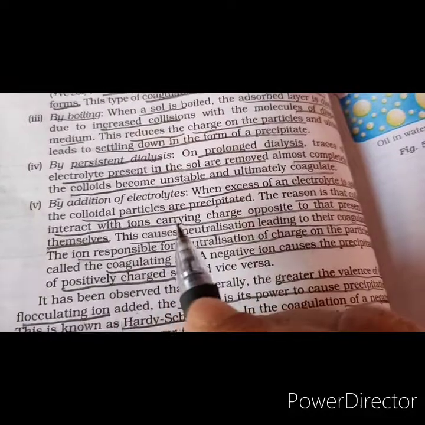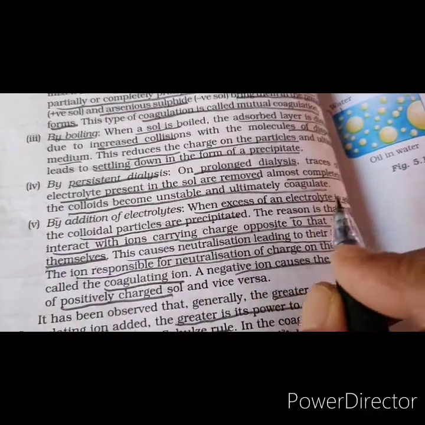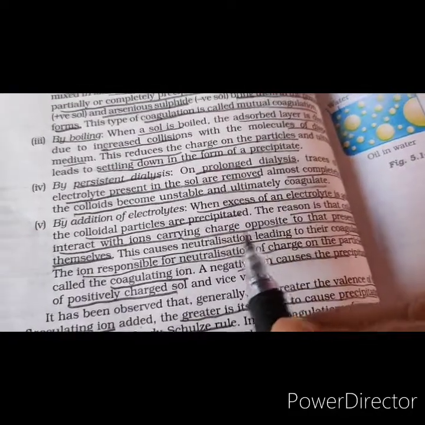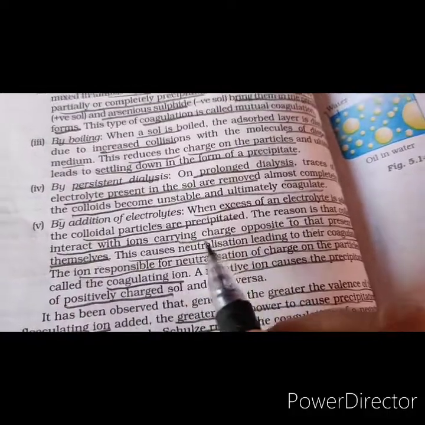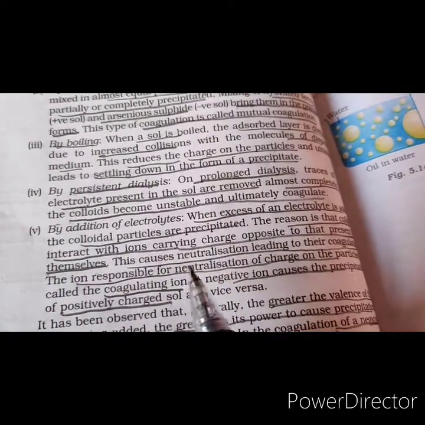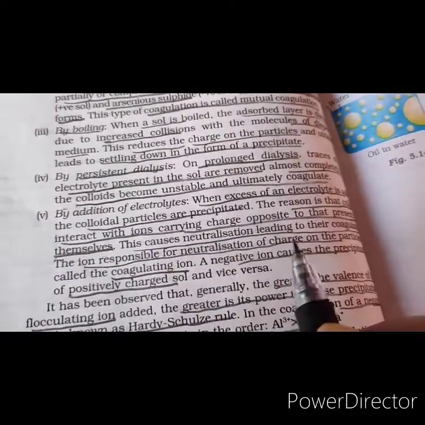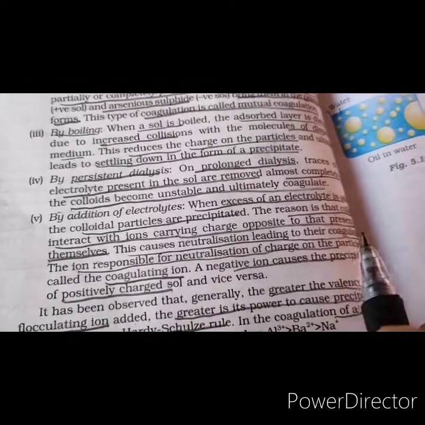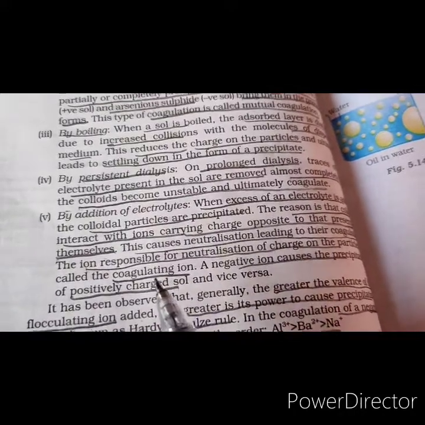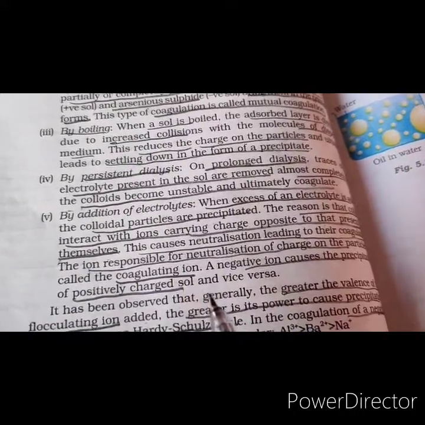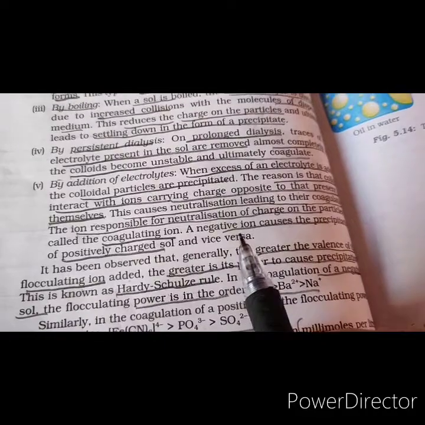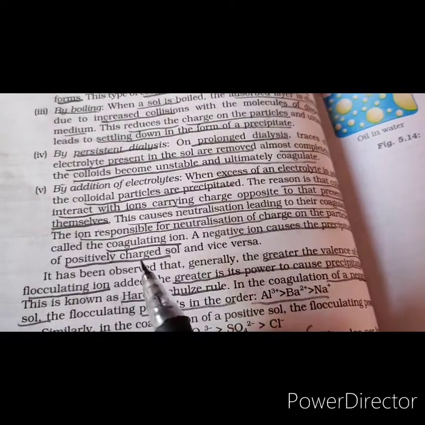By addition of electrolyte. When excess of electrolyte is added to the colloidal particles, they are precipitated. Why this happens is that they interact with ions carrying the charge opposite to that present on themselves. As a result, there is neutralization, and this neutralization leads to their coagulation. The ion which is responsible for neutralization of charge is called the coagulating ion or the flocculating ion. For example, we have this negative ion causes the precipitation of a positively charged sol.